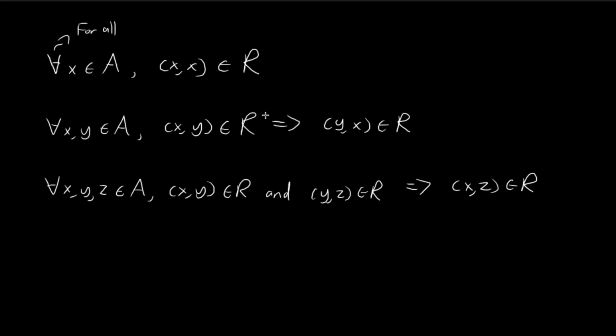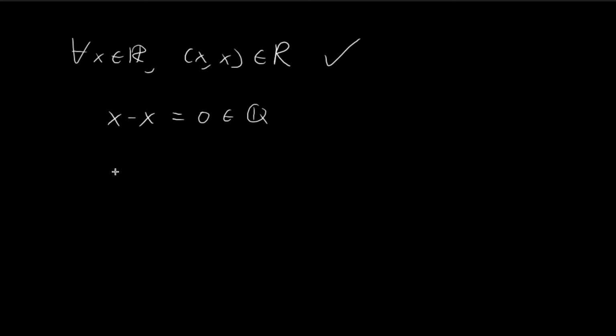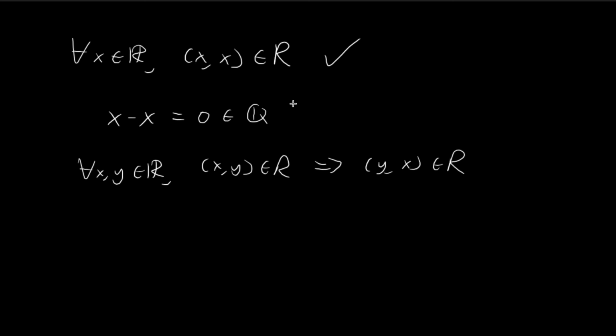Now let's move on to the second one. We need to prove that the relation is symmetric. So we need to show that for all real numbers x, y, if x is related to y, then this also means y is related to x. So now let's go back to the definition of the relation. If we know that x is related to y, then that means x minus y is a rational number. And does this immediately imply that y is related to x?